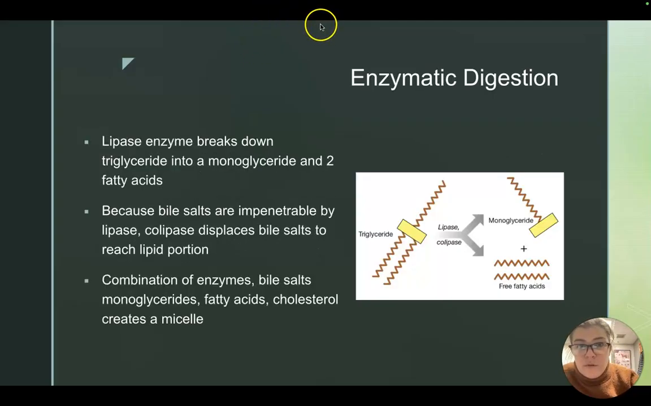Now, when it comes to the role of the enzyme, an enzyme called lipase is what breaks down that triglyceride into a monoglyceride and 2 or 3 fatty acids, which is what I talked about in the last slide. Now, once lipase breaks down that molecule, it has met its purpose.